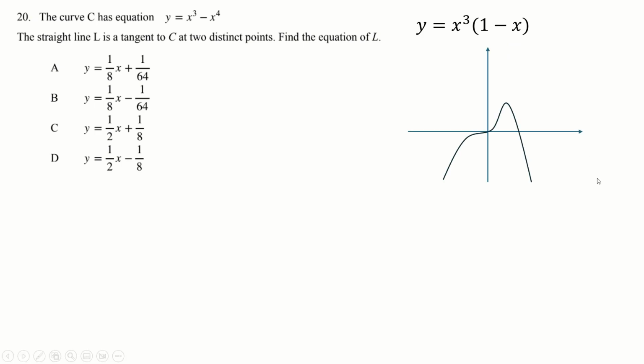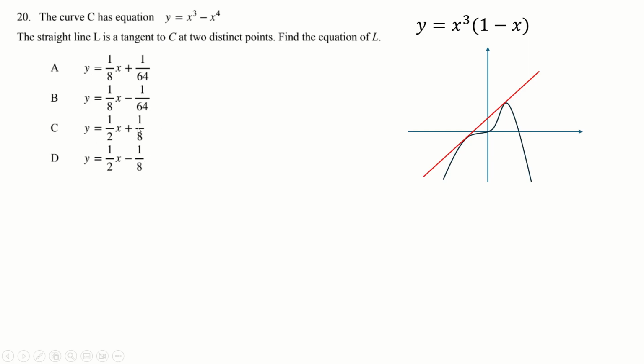Then I thought, well, okay, so this is 0 and this is 1. It's an upside down quartic, so it must do this kind of thing. Then I thought, well, okay, the only way to draw a line that's tangent at 2 points looks to be like this one here. So I think it definitely has a positive y-intercept and a positive gradient. So that removes the negative y-intercept. So it's between A and C.